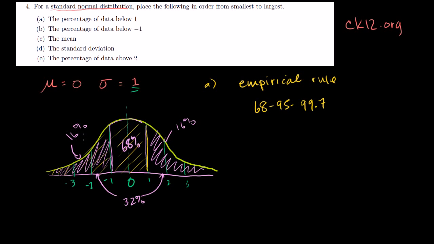Now, in the question, they want us to know the area of everything, let me do it in a new color, everything less than 1, right? The percentage of data below 1. So everything to the left of this point. So it's the 68%, which is this middle area within 1 standard deviation, plus this left branch right there. So 68 plus 16%, which is what? That's equal to 84%. So this part A is 84%.